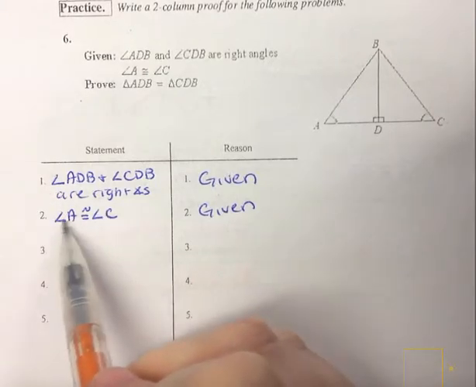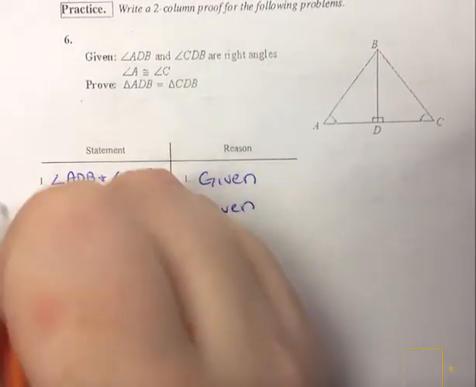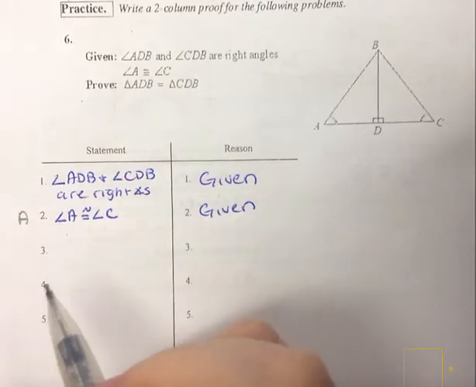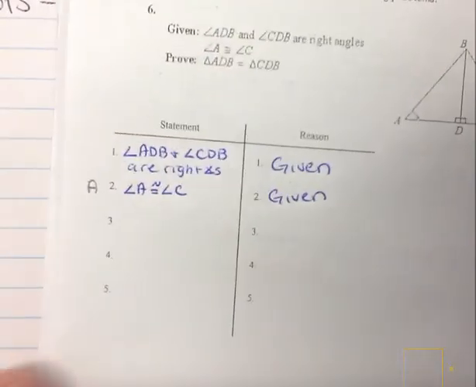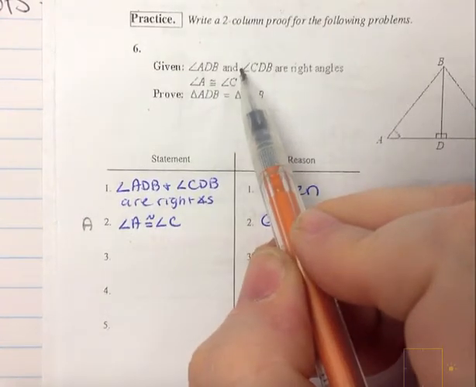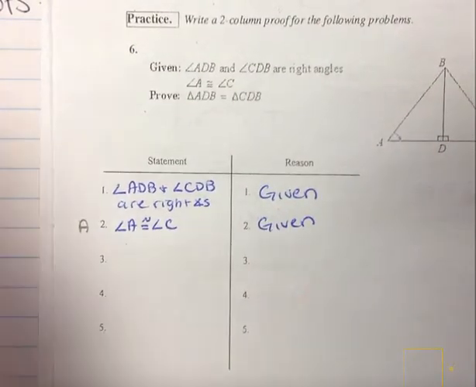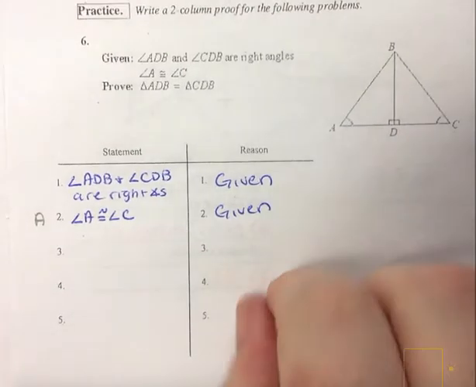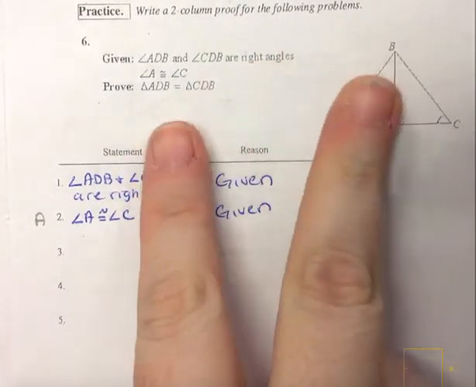Statement 2, I do have congruency. I have an angle congruent, so I can put an A beside it. That means I need to keep going. So one of my givens gave us congruency, but the other one didn't. So what we want to look at, because we have a right angle, there's two things that you could do.